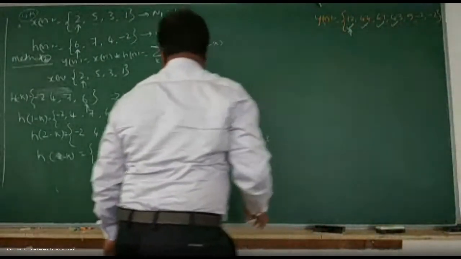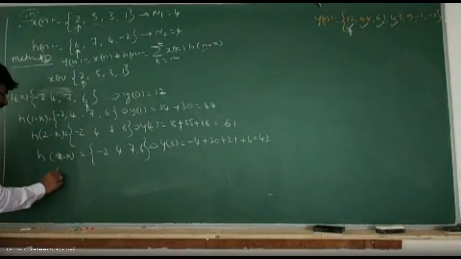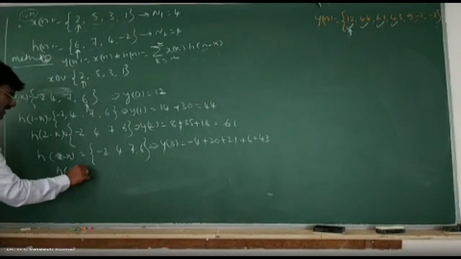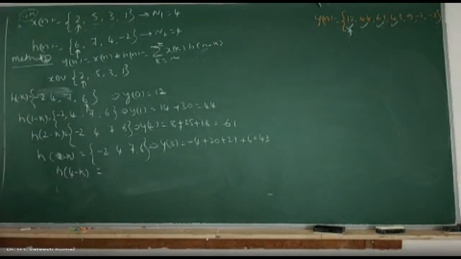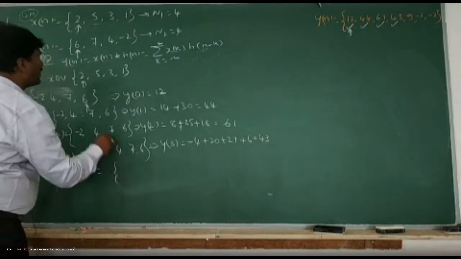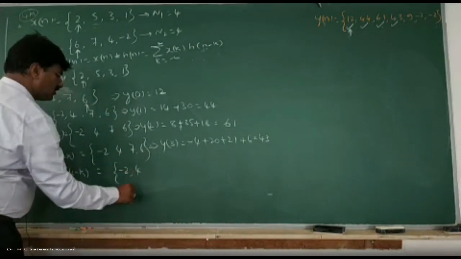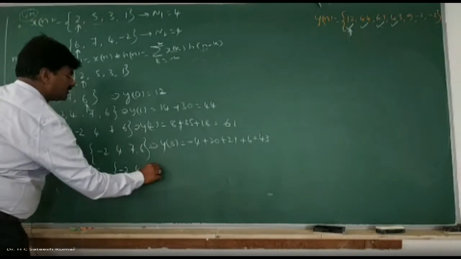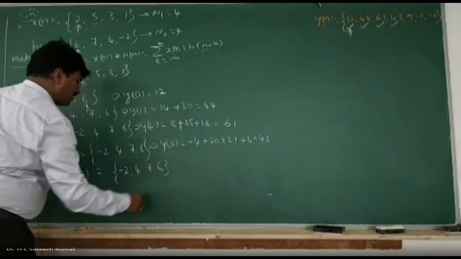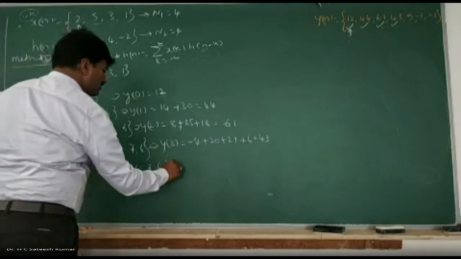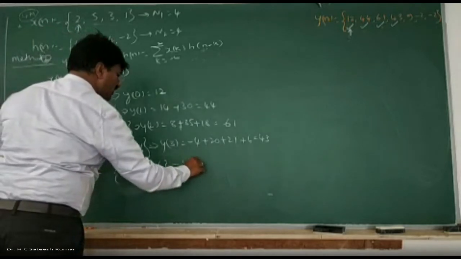Next. Go for the next one. H of 4 minus k is equal to what? You move away. So now we have minus 2, 4, 7, 6. Multiply, which implies y of 4 is equal to, shift right by 4 units.